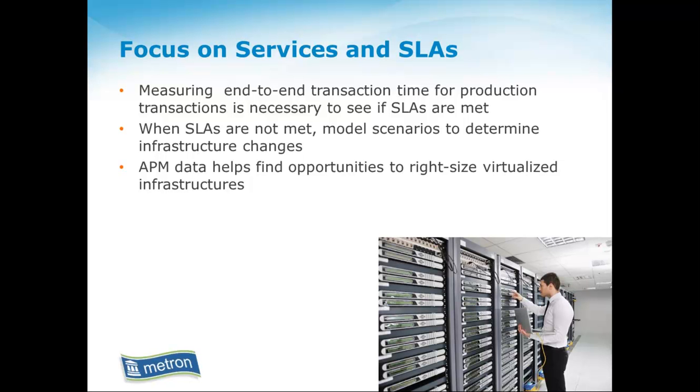The APM data, the application performance management data, helps you find opportunities to right-size virtualized infrastructures. If you're not meeting your service level agreements, or you're close to not meeting them, and the number of transactions you're completing is increasing and trending to the point where you can see scenarios where you're not going to meet your service level agreements, that type of data helps you find opportunities to build capacity planning models to right-size your virtual infrastructures.